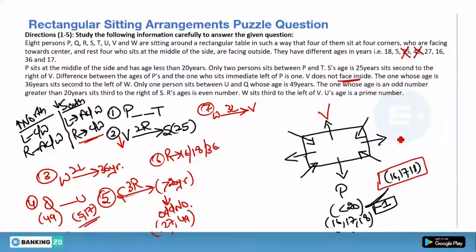From V, second right is S. So S will come over here, and S's age is 25 years. So this is confirmed. This hint we have completely used.